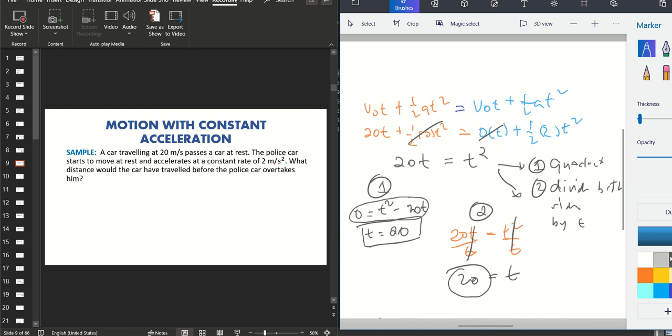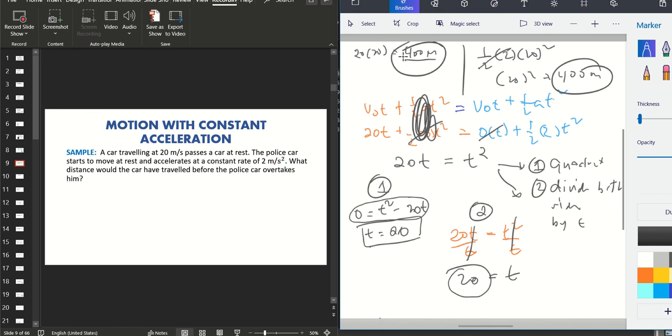Alright? So, if you're going to look at this formula, 0 na yan. So, since 20 times 20 is equals to 400 meters. Sa kabila naman is 1/2 times 2 times 20 squared. Tama ba? So, 20 squared, so that's going to be cancelled. Then, 20 squared is basically 400 meters. So, yay! Same lang. So, ang sagot is 20 seconds, mahahabol ng police car yung car traveling at a distance of 400 meters.